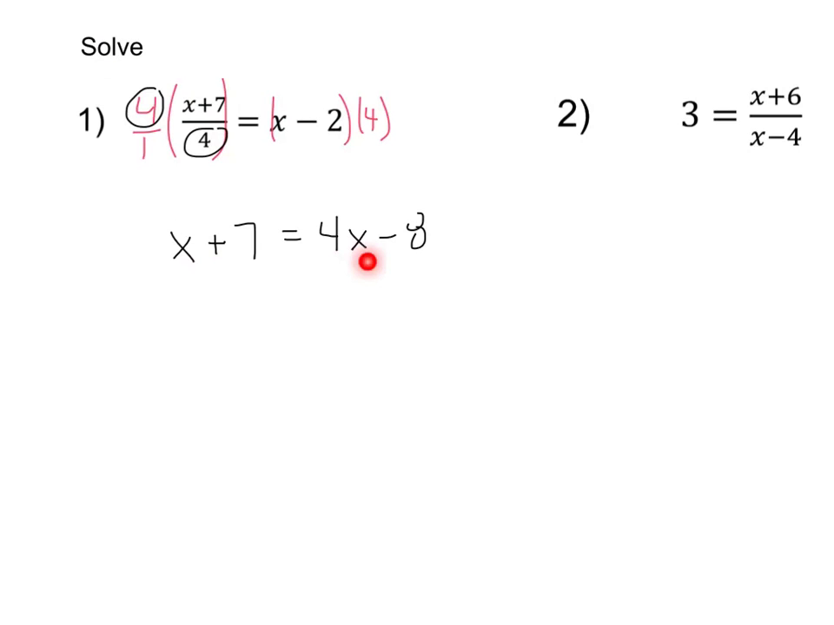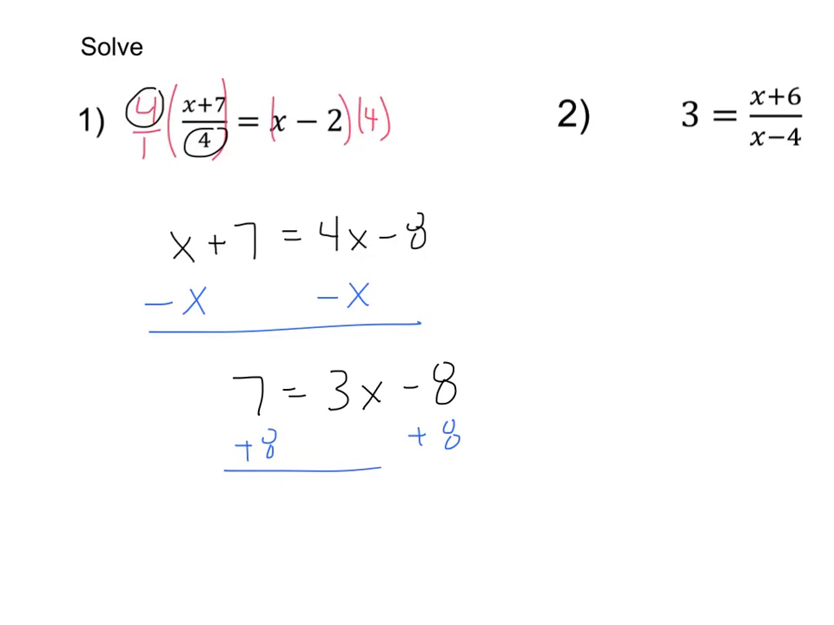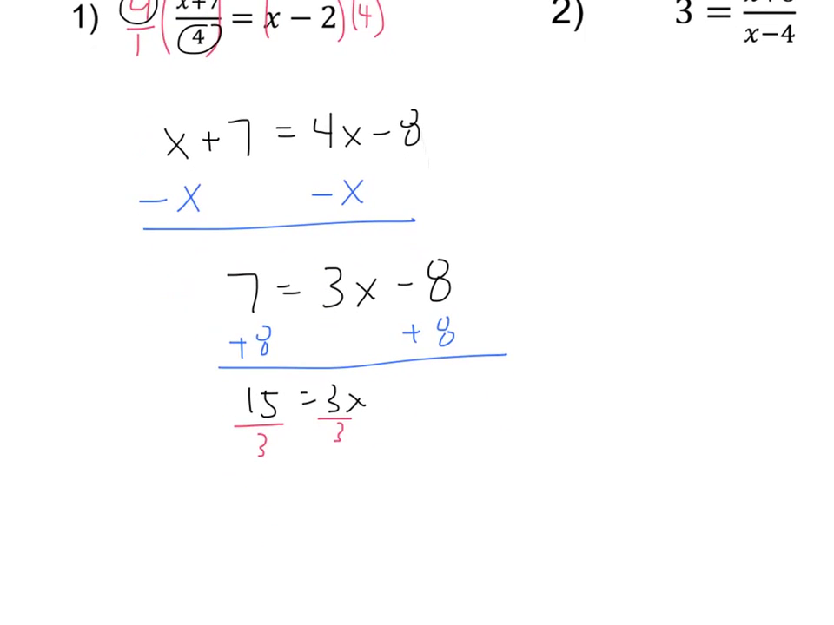Let's finish this by subtracting x from both sides. We end up with 7 is equal to 3x minus 8. And then I can add 8 to both sides. I have 15 equals 3x. And then lastly, if I divide both sides by 3, I end up with x is equal to 5.